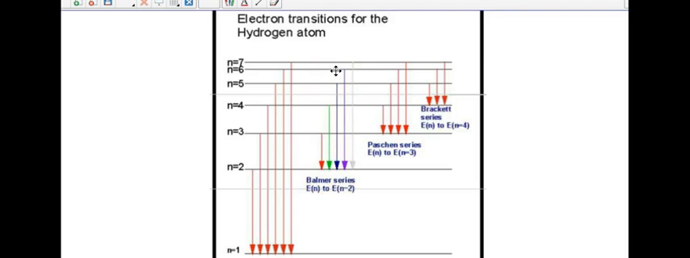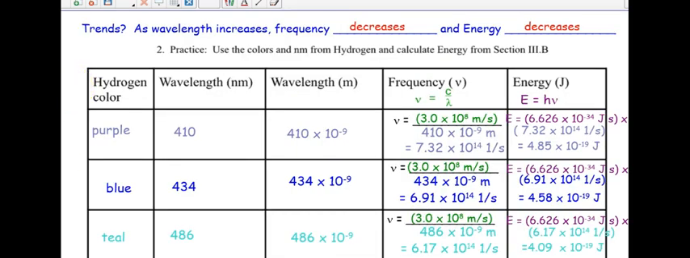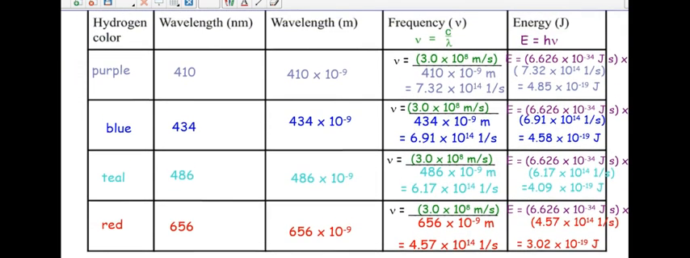Do me a huge favor and use those colored pencils that you got out and mark this line as the purple line. Mark this line as the blue line. Mark this line as the teal line, and mark this line as the red line. These lines represent those energies.